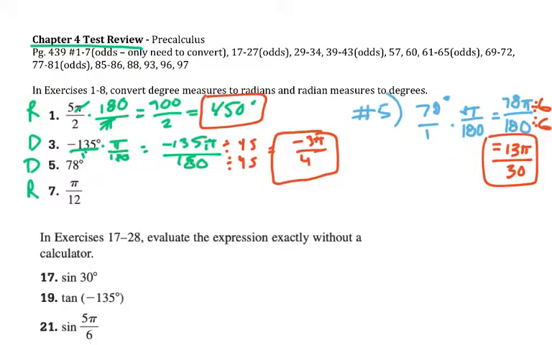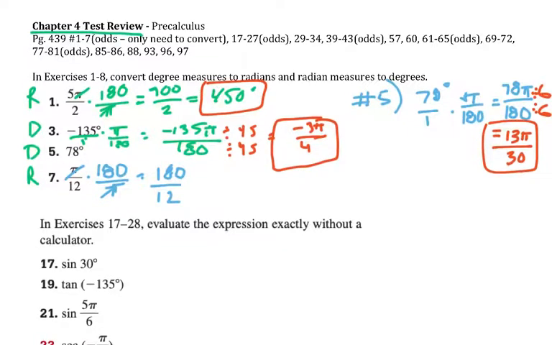The next one is pi over 12. Since it's radians, we're going to multiply by 180 over pi, just as we did in the first one of this section. If we do that, we cancel the pi, meaning there's 180 over 12. 180 divided by 12 is 15, so 15 degrees for the answer there.